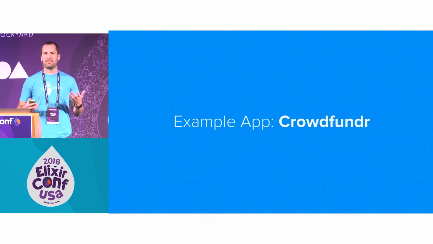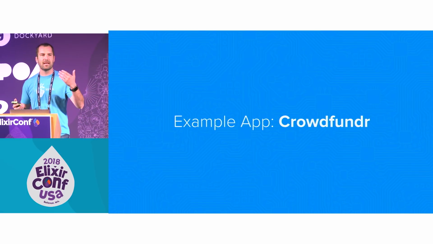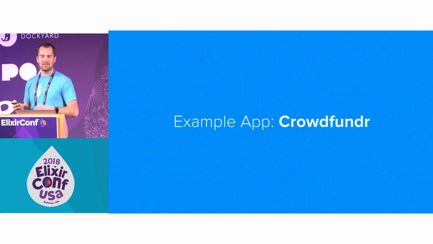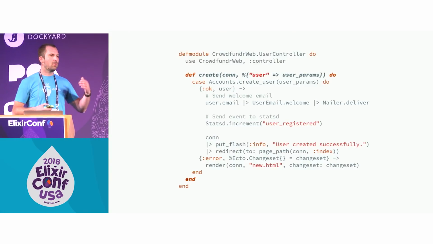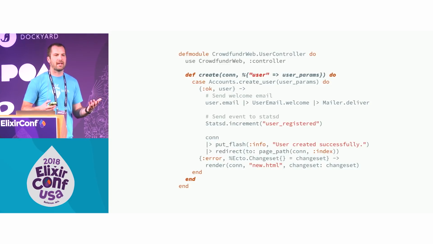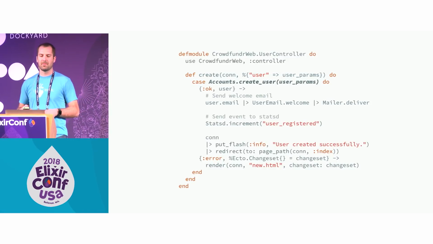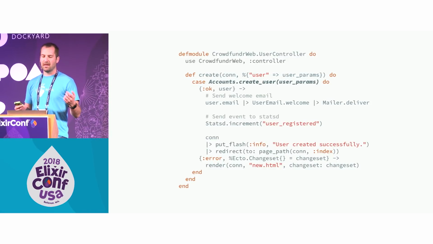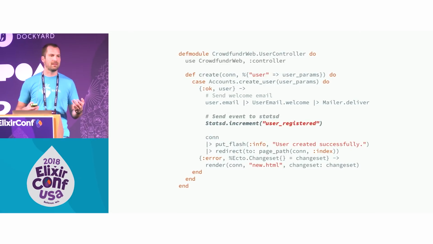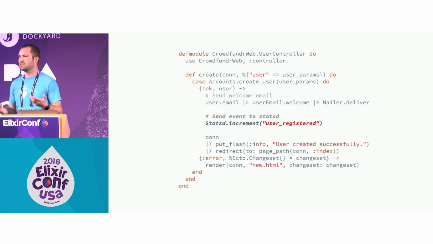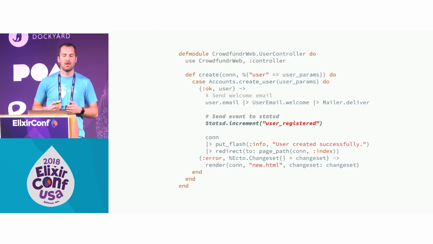Well, we've got an example app here. It's called Crowdfundr, and it's an example web app. Just like any other app, it has user registration. And that's what we're going to follow through today, and we're going to see how this works. So user registration takes place on the create action of the user controller, and this is the canonical place to do it. And there's 3 steps. First, we create the user in the database, then we send a welcome email, and then we send a metric off to statsd. And statsd is just a metric server used for creating real-time dashboards and things like that.